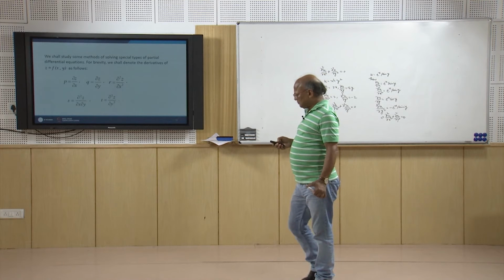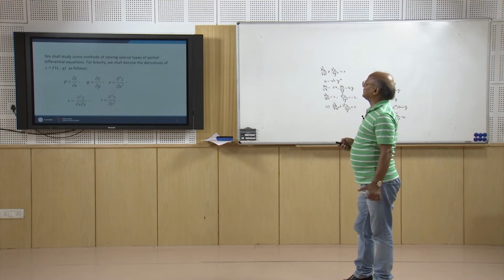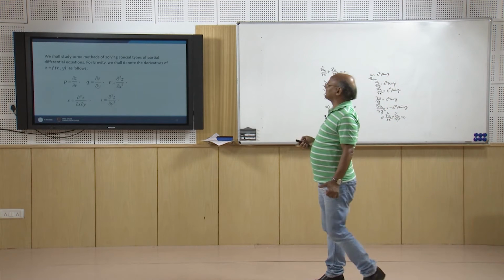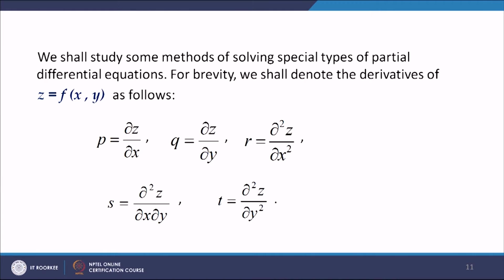Now, we shall be discussing in our lectures solutions of some special types of partial differential equations, and so for brevity we shall be assuming that the partial derivative of z with respect to x is denoted by p, and the partial derivative of z with respect to y is denoted by q. So, first order partial derivatives with respect to x and y are denoted by p and q, and second order partial derivatives, that is zxx is r, zxy is s, and zyy is denoted by t.